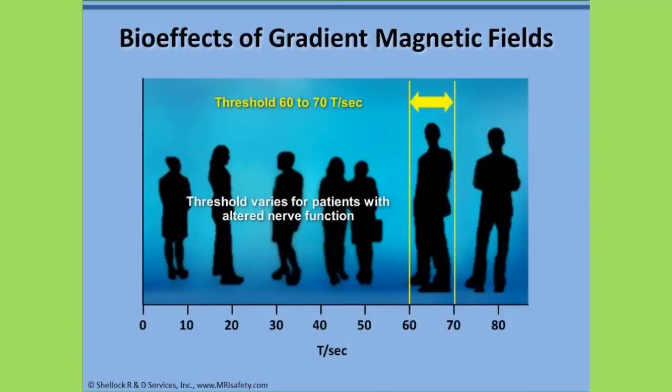In general, the faster and stronger the gradient magnetic fields are, the more likely they will induce substantial currents in the patient's body. The reported threshold for the production of peripheral nerve stimulation is approximately 60 to 70 Tesla per second for normal subjects. However, for patients undergoing MRI, this threshold may vary depending on underlying health conditions and other factors.